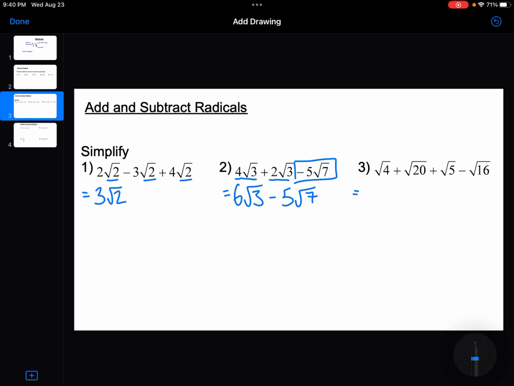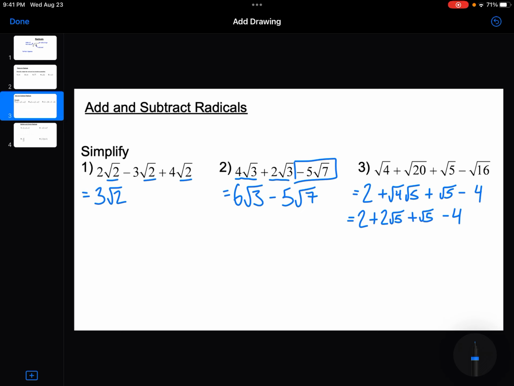Looking at this next one, we've got a little bit of work to do. But if we think of this a little bit differently, we know the square root of 4 is 2. So we can write that. Now I'm going to simplify this to root 4, root 5, plus root 5, minus 4. We know that that root 5 technically has a 1 in front of it, so we can work with that. We've got 2 plus 2 root 5 plus root 5 minus 4.